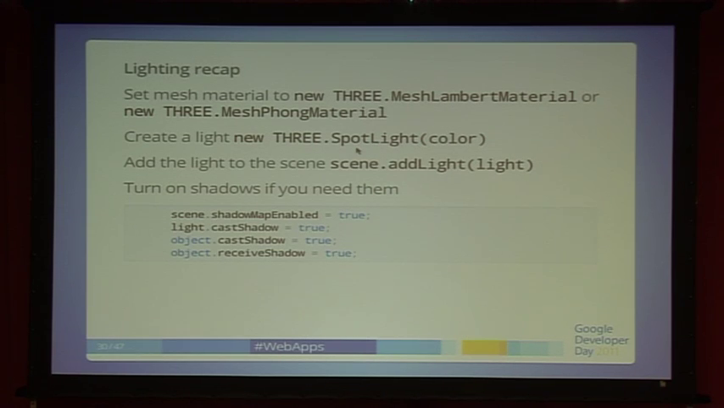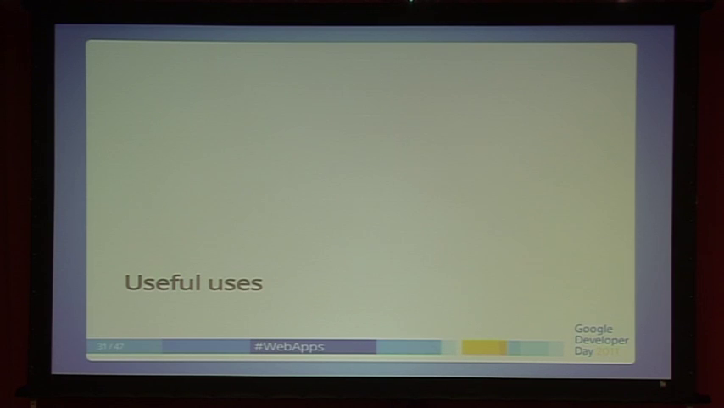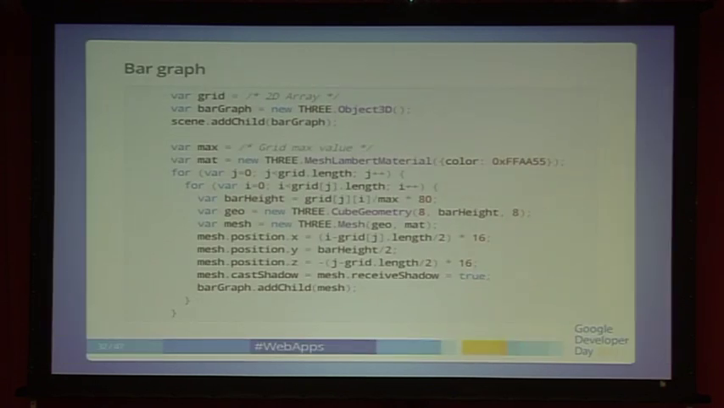Okay, so basically lighting: set the mesh material to a Lambert material or a Phong material, create a new light, add the light to the scene, and turn on shadows if you need them. Not much work, but looks nice. So maybe you could do something more useful than a flat plane and some rotating cubes with 3D. I like cubes, but they're not everyone's cup of tea. So actually, I'm going to just create more cubes.